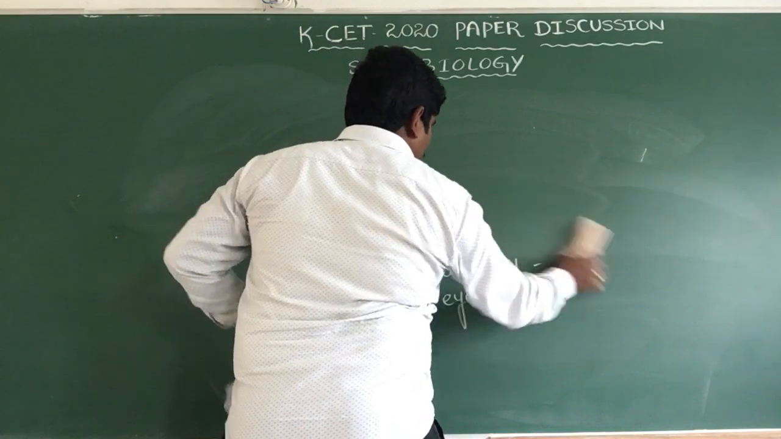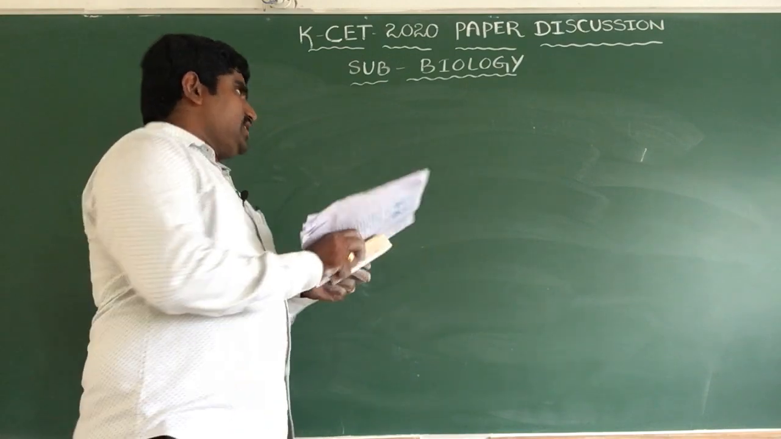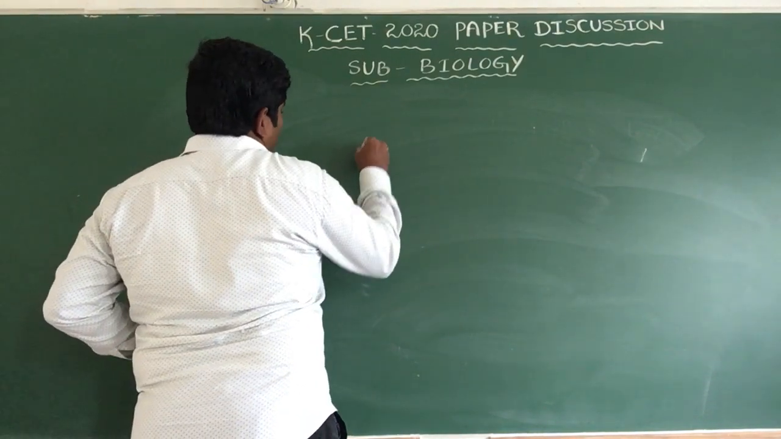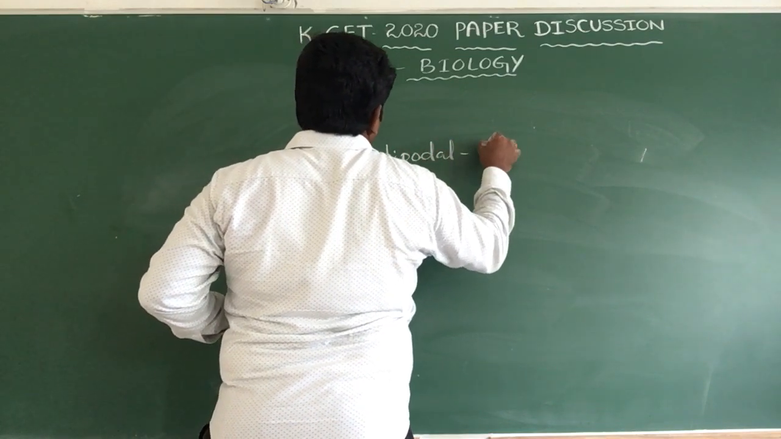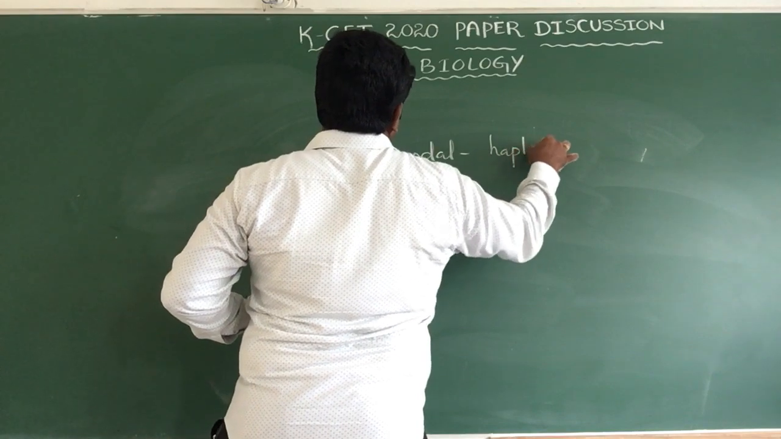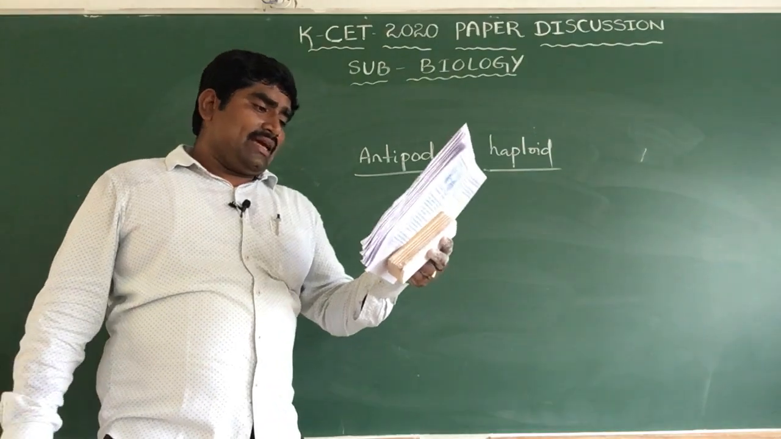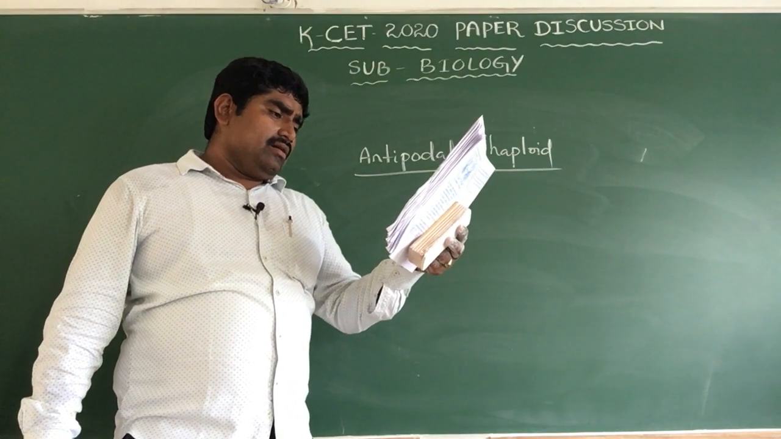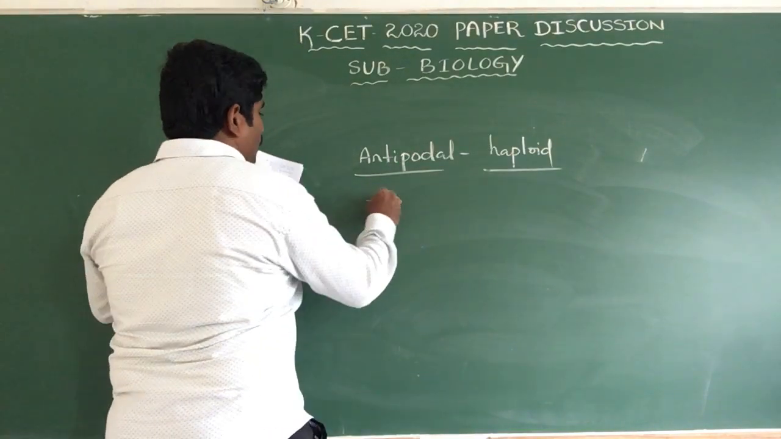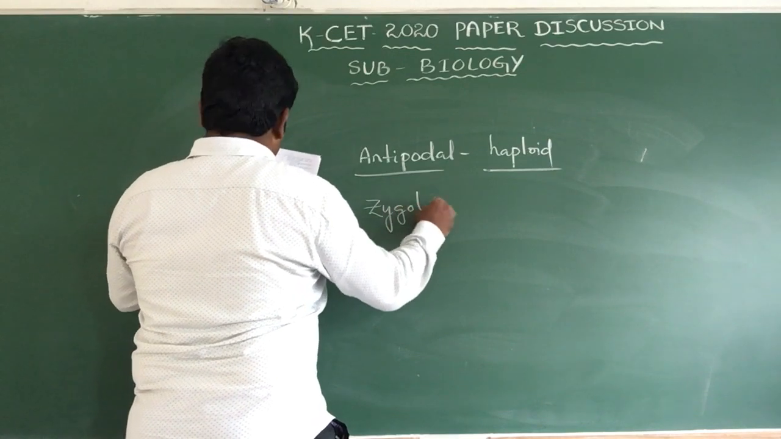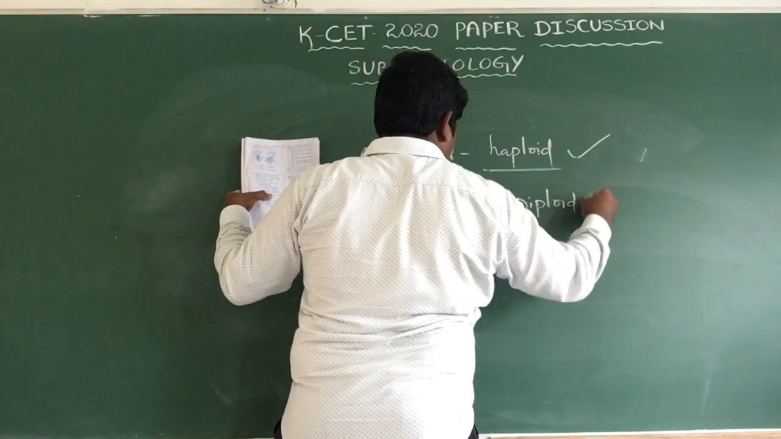Next one, and the last one, antipodal cells. Antipodal cells are also known as vegetative cells of the embryo sac, and these are haploid, but they have given diploid. Antipodal cell given as diploid is the wrong option. The haploid is given here, right? Okay, next one is zygote given as diploid. This is also right.